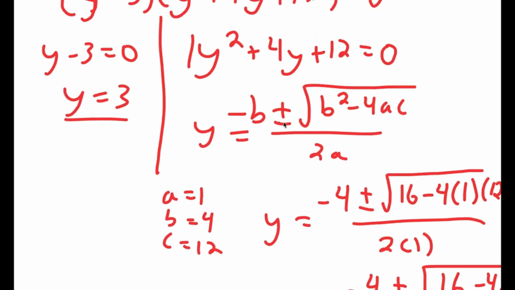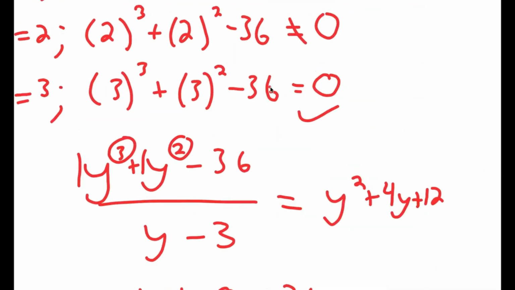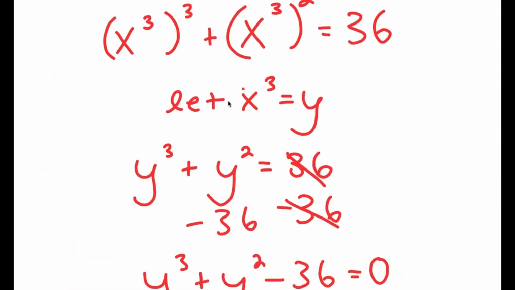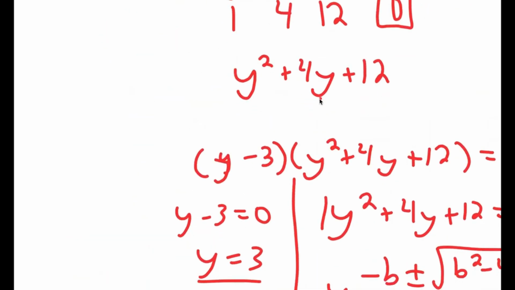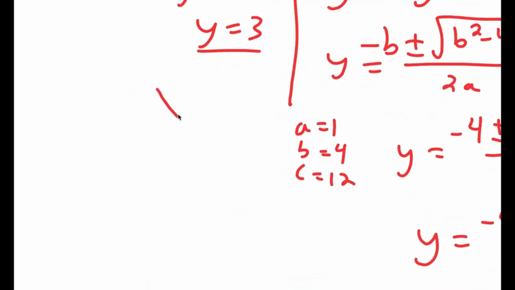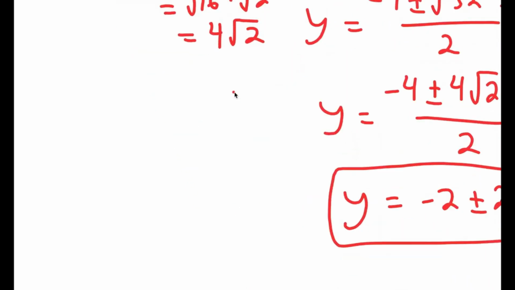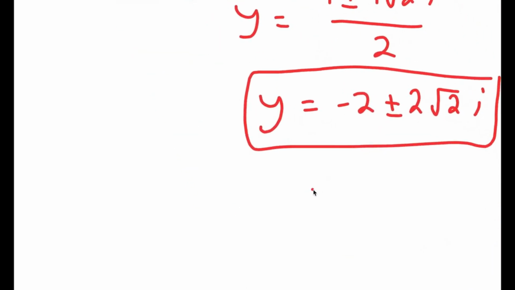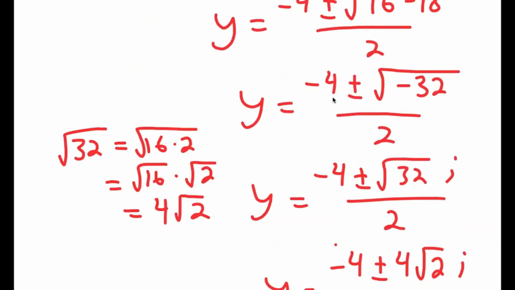So I have 3 solutions of y. However, we aren't done yet because remember, I let x to the power of 3 equal y. So I get x to the power of 3 is equal to 3. And I also get x to the power of 3 is equal to an imaginary number, which we actually can't do, so we can't use this equation.